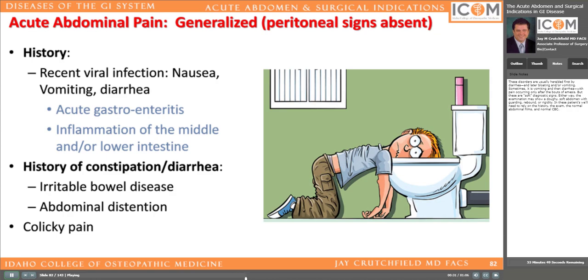These disorders are usually heralded first by the diarrhea and later the bloating and or the vomiting. Sometimes it's the other way around. Sometimes it's vomiting and then diarrhea, with pain occurring only after the bouts of emesis. But these are all very soft diagnostic signs. Either way, the examination can show a doughy soft abdomen with guarding or with rebound or rigidity. In these patients, we'll need to rely on the history of the exam, the normal abdominal films, and probably the normal CBC.